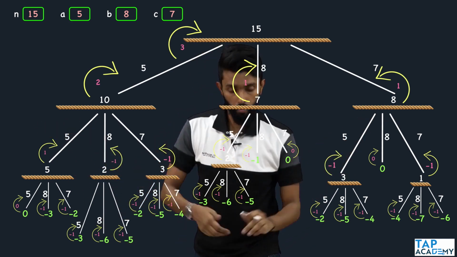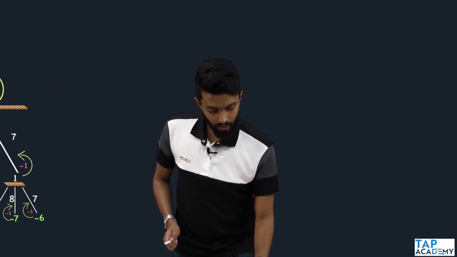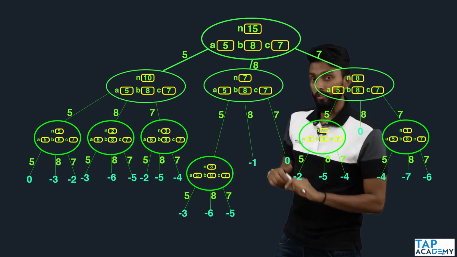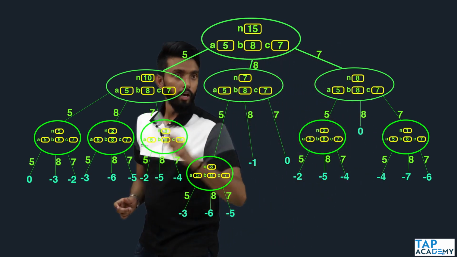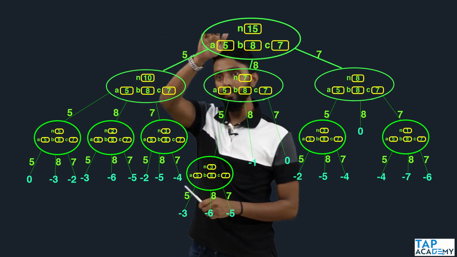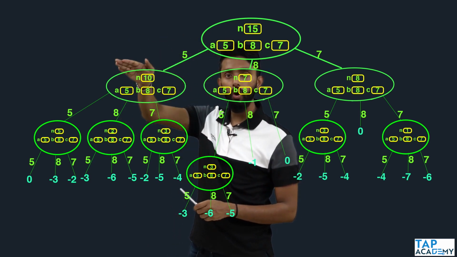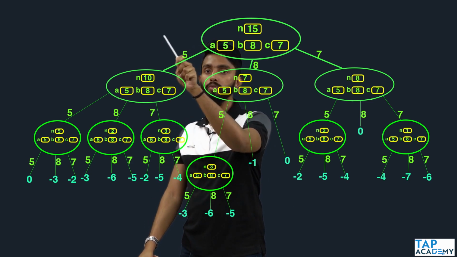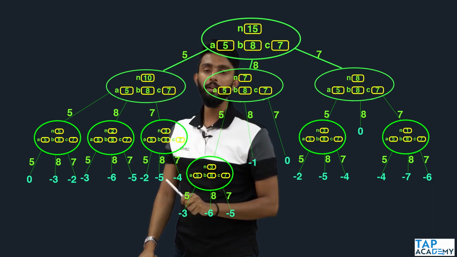Now what I have shown you as ropes can easily be shown as a recursive call like this, where the rope's length is nothing but n. You have a, b and c values. If you do a 5 cut, then in the next call, the n value is going to become the previous value of n minus a, because 5 is nothing but a. n minus a, it will become 10.